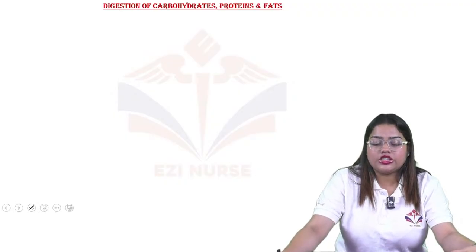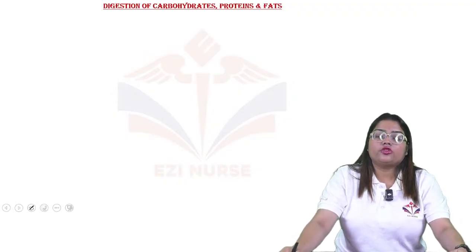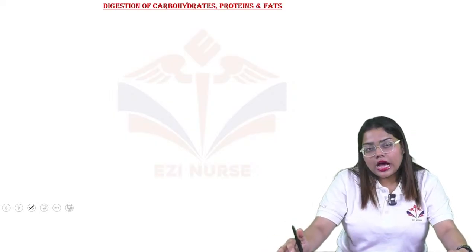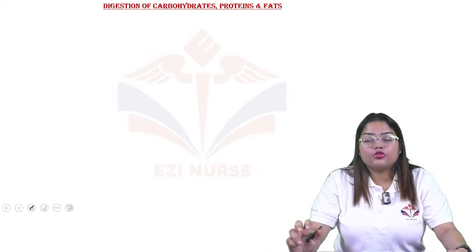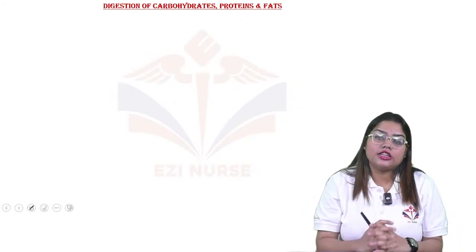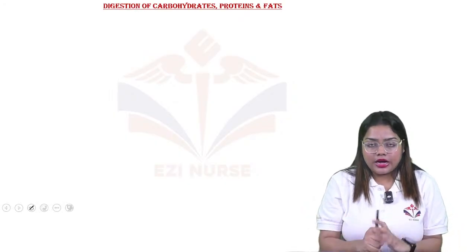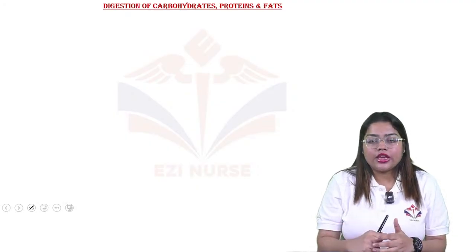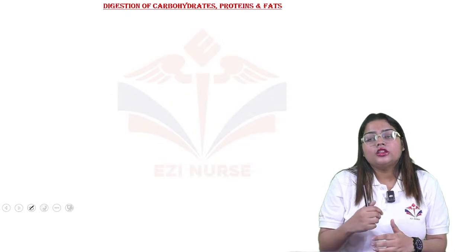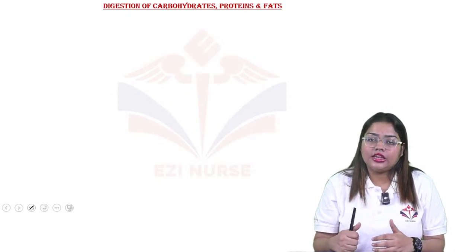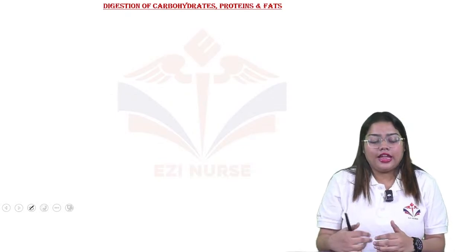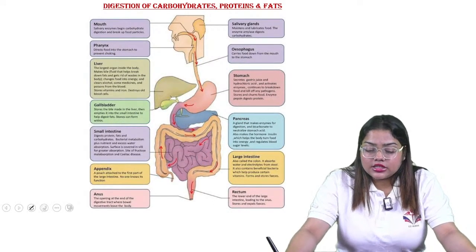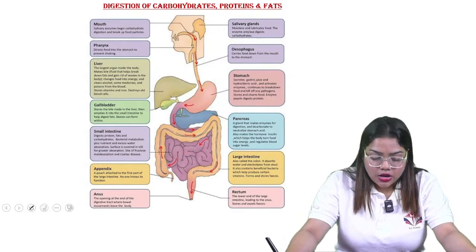Next, we have digestion of carbohydrate, protein and fat. As we know, the main digestion of food happens in the digestive system. So what does it include? The digestive path includes the mouth, esophagus, stomach, small intestine, large intestine, rectum and anus. In the digestive system, first we have the mouth.